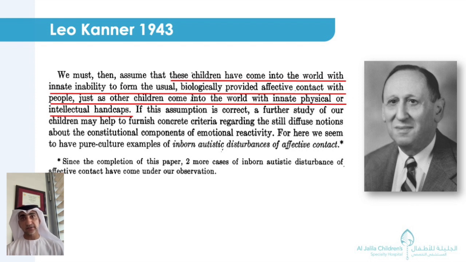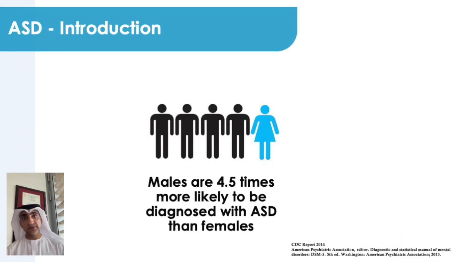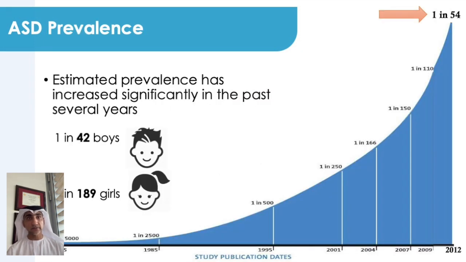Autism is more common in boys, as we all know, and there is overall an increasing prevalence in autism spectrum disorders worldwide. Although the causes of the increased prevalence include primarily things like increased awareness, increased recognition, increased screening, and availability of treatments.